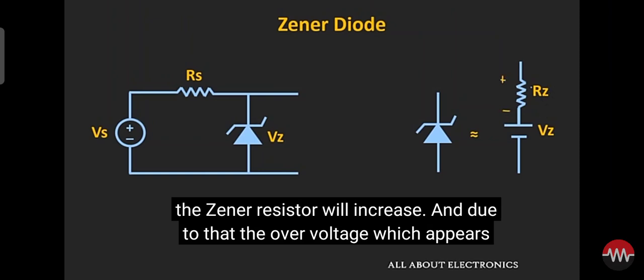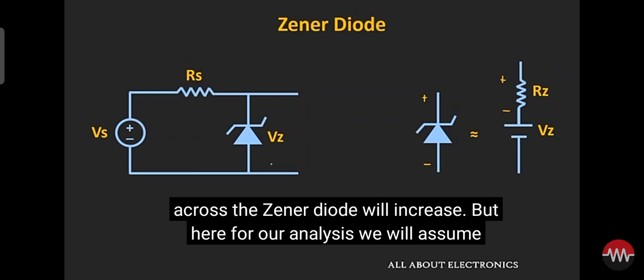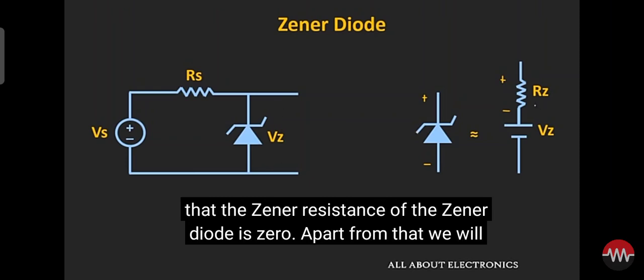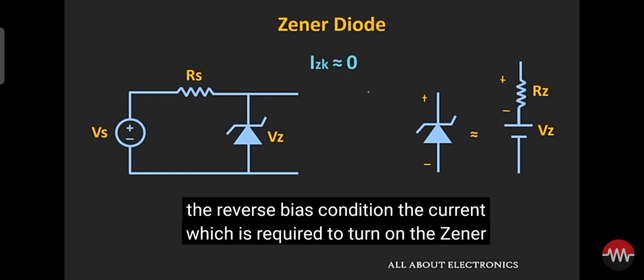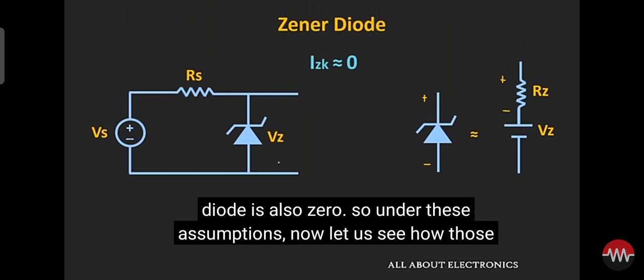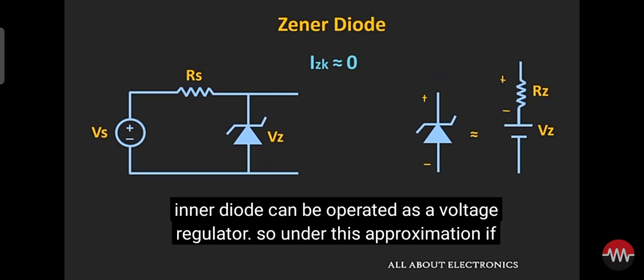And due to that, the overall voltage which appears across the Zener diode will increase. But here for our analysis we will assume that the Zener resistance of the Zener diode is 0. Apart from that we will also assume that the Zener current IZK is equal to 0. That means in the reverse bias condition the current which is required to turn on the Zener diode is also 0. So under these assumptions, now let us see how the Zener diode can be operated as a voltage regulator.